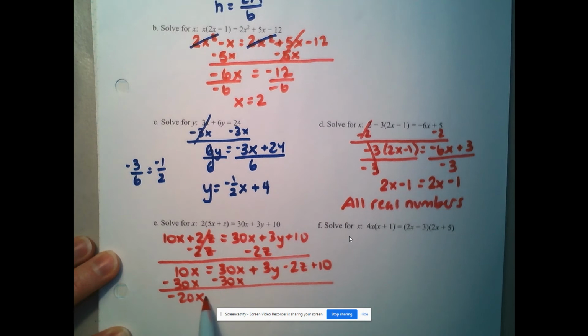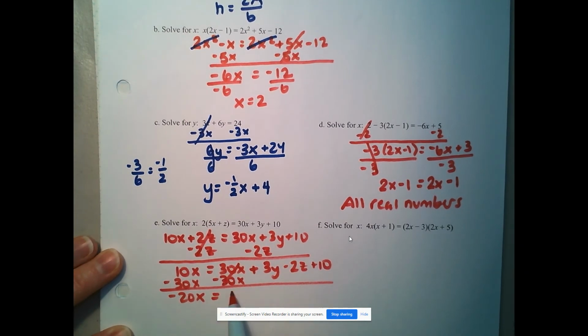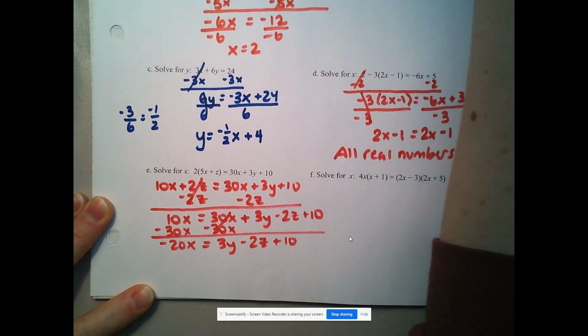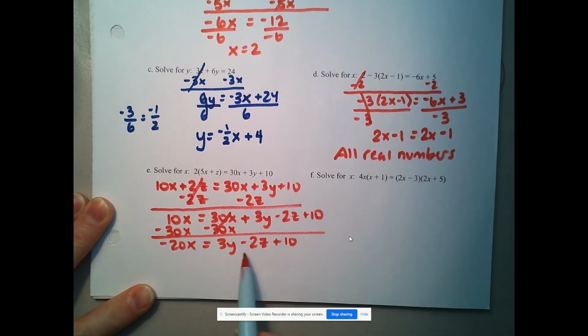Negative 20x equals 3y minus 2z plus 10. Now, remember before when I was like, well, if the right side's not all divisible by, in this case, negative 20, you might not want to. But in order to get x by itself, I don't have a choice. I have to divide by negative 20. And nothing is friendly to divide by negative 20 except maybe the 10 because it would be negative half.